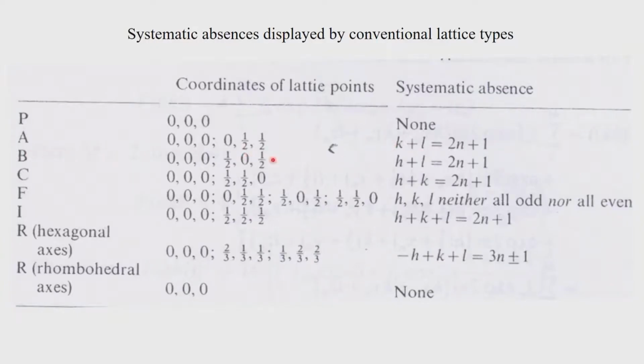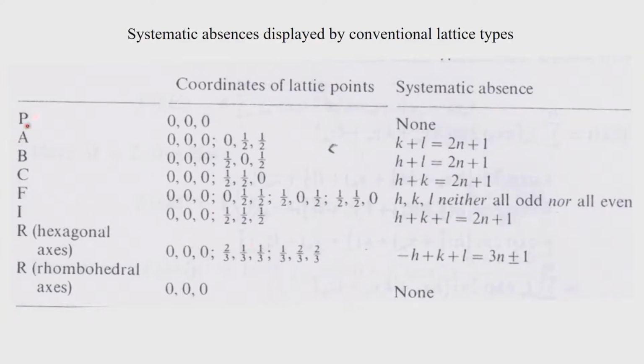B centered lattice likewise, and C centered lattice likewise, and F we have learnt just now. Here I have written the English explanation, HKL neither all odd nor all even. That means they have to be either all odd or all even to get the reflection present. So, they will be present only then, otherwise this is systematic absence. So, we can say neither all odd nor all even. So, the I centered is fairly straightforward, H plus K plus L is equal to 2n plus 1.